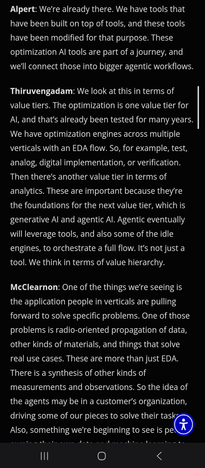Then there's another value tier in terms of analytics. These are important because they are the foundation for the next value tier, which is generative AI and agentic AI. Agentic eventually will leverage tools and also some of the other engines to orchestrate a full flow. It's not just a tool. We think in terms of value hierarchy.